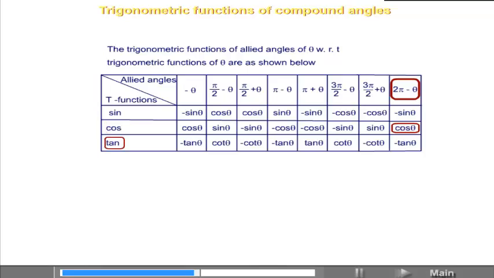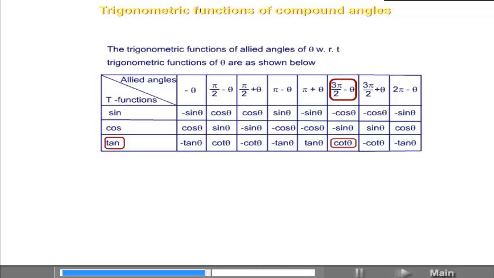3. Tan. Tan of minus theta is minus tan theta. Tan of pi by 2 minus theta is cot theta. Tan of pi by 2 plus theta is minus cot theta. Tan of pi minus theta is minus tan theta. Tan of pi plus theta is tan theta.